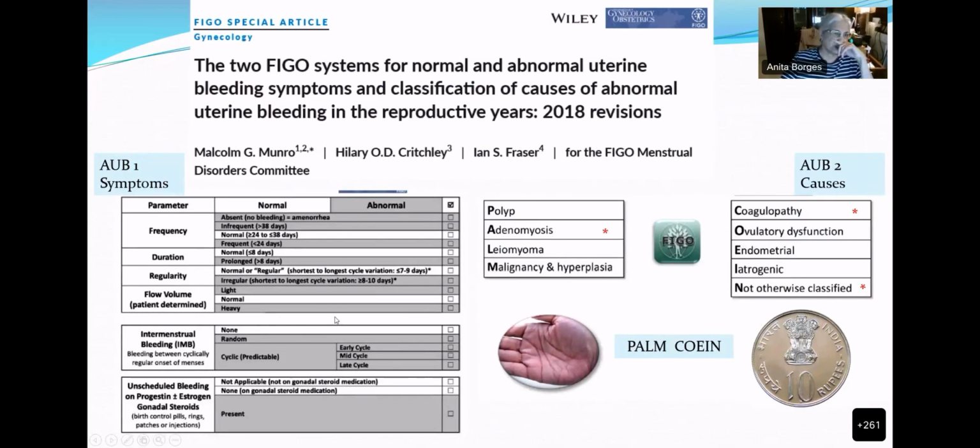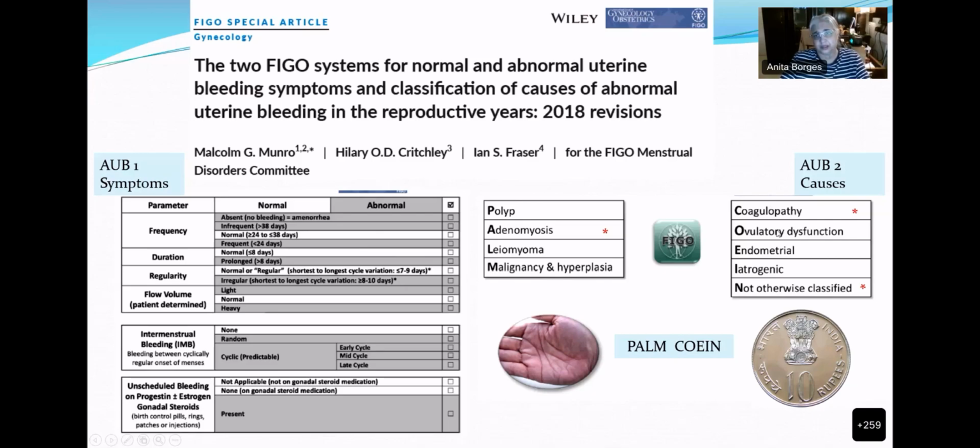And now most of the gynecologists have changed from DUB to AUB. AUB1 is about symptoms, AUB2 is about causes. And this is now something that they accept. So you may see this in some of your requisition forms. There are causes of AUB that are actually present in the endometrium, which you can actually discern when you see either the endometrium or the hysterectomy: polyp, adenomyosis, leiomyoma, malignancy, and hyperplasia. So that is PALM. But there are others which you're not going to be able to see in the endometrium at all.